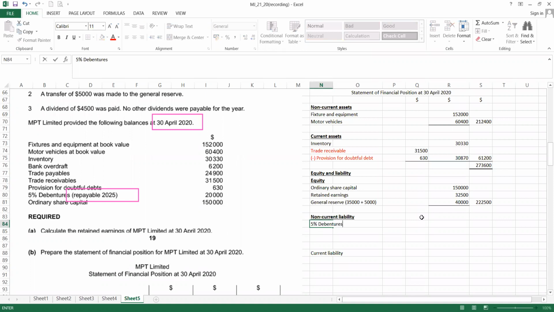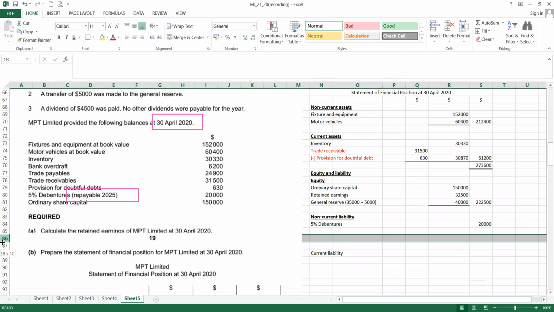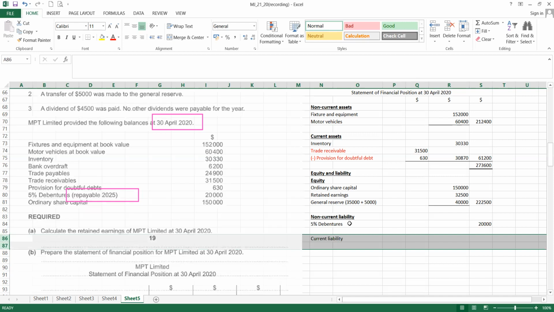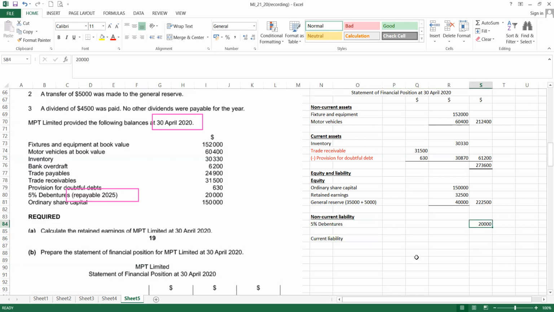Okay, I noticed sometimes the students will calculate the percentage and put into here. This one is just to indicate to you that the interest charge on debenture is 5%. But your non-current liability, you must take the principal amount, 20,000. So don't forget it. This is a common mistake. Don't go and take calculator to times 5%. Take note, take the principal amount.